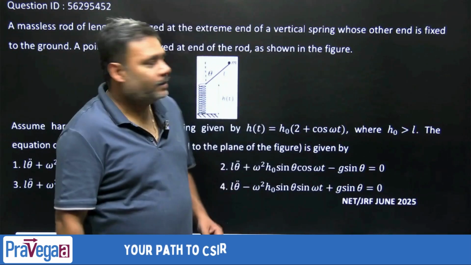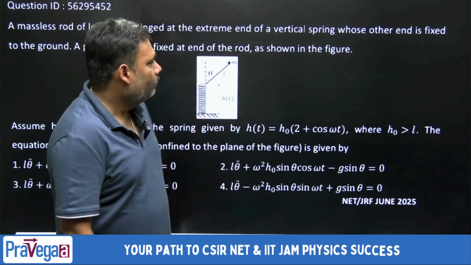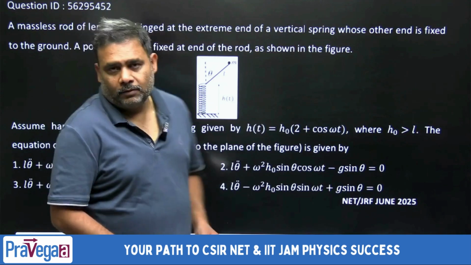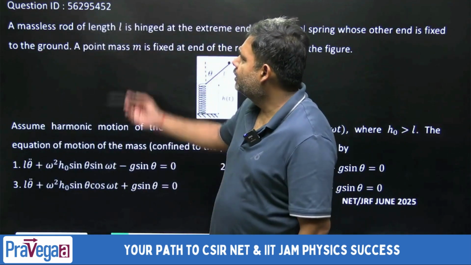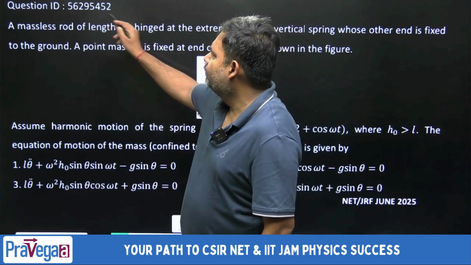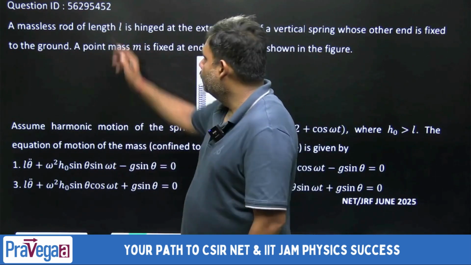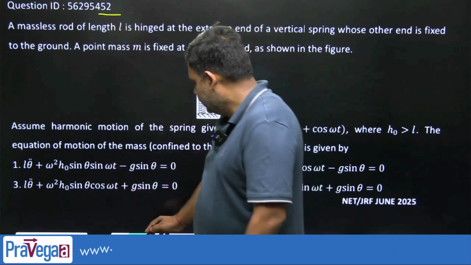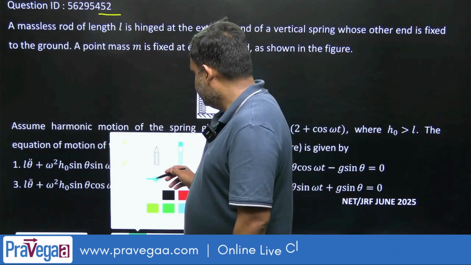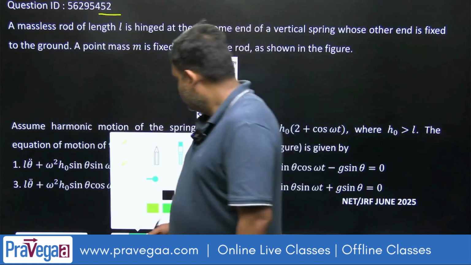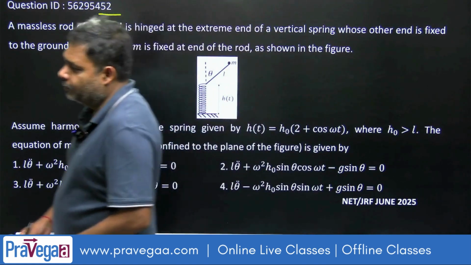Hello students, let's try to solve one more problem from the CSIR NET examination, question ID 452. It's a very nice problem related to classical mechanics, and we have to calculate the equation of motion of a system.